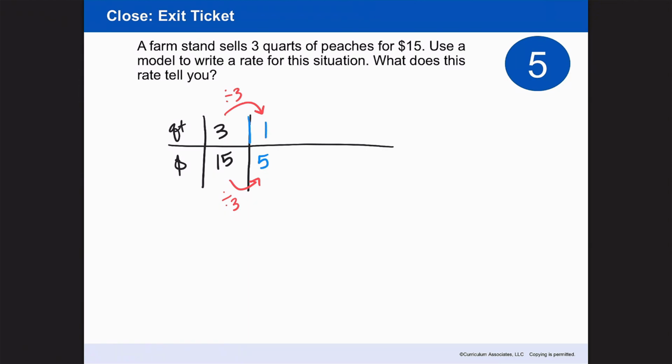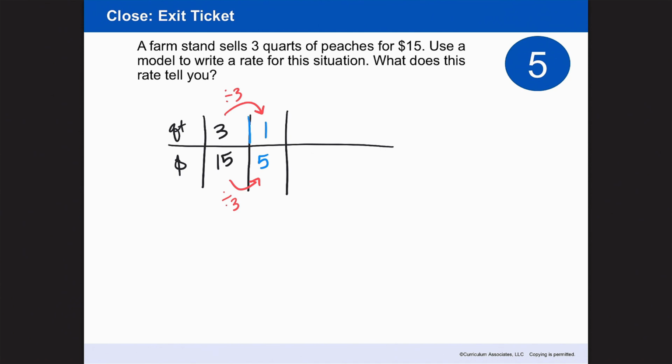So for example, let's say I wanted to find out how much it would cost me to get 6 quarts of peaches. Now I can use that unit rate to figure out how much that would cost. So I know because it's 1 quart for $5, I can just multiply 5 times 6 to get 30. It would cost me $30 to get 6 quarts of peaches. And I can keep using that unit rate to find out any total that I wanted.